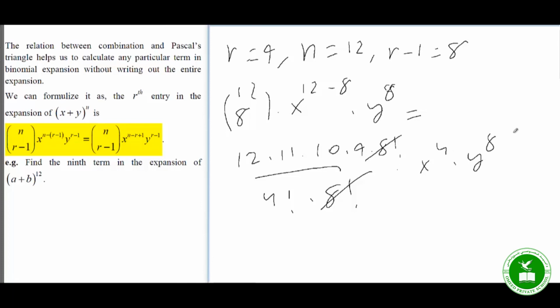As you see, the sum of the powers of x and y is equal to 12, or to the original power. And if we simplify them, if we calculate them, we will find the result as 495 times x to the power of 4 times y to the power of 8 will be the ninth term of this expansion.